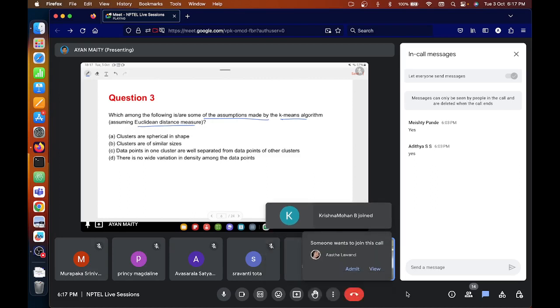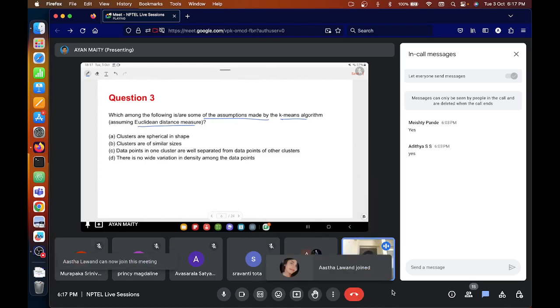So which of these following is or are some of the assumptions that are made in K-means clustering assuming Euclidean distance measure? You can write your answer in the chat.